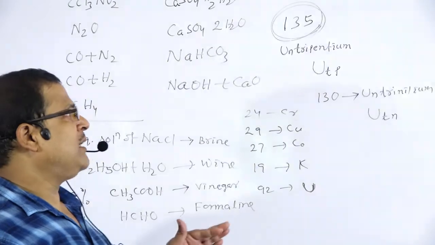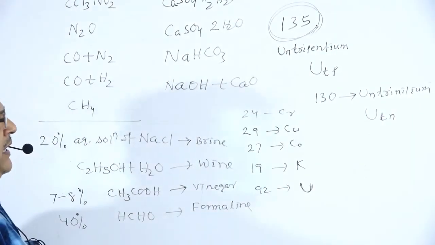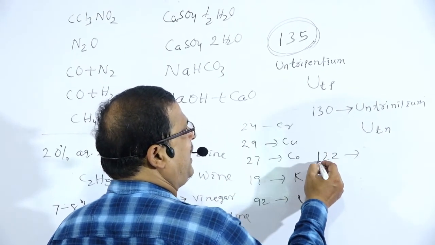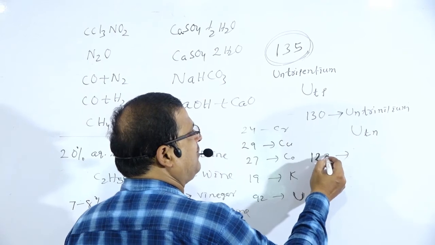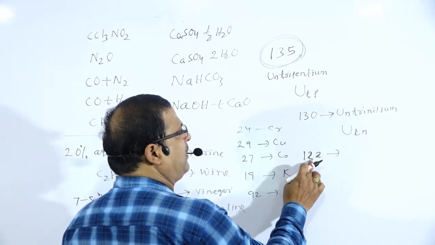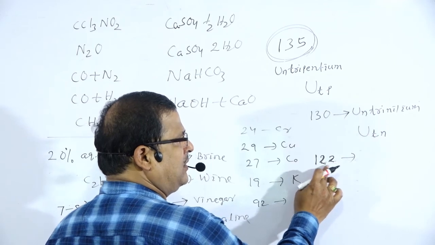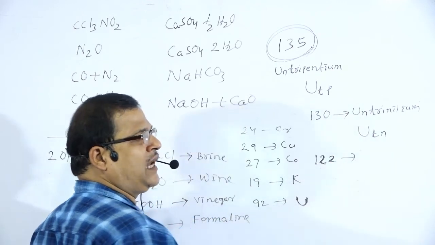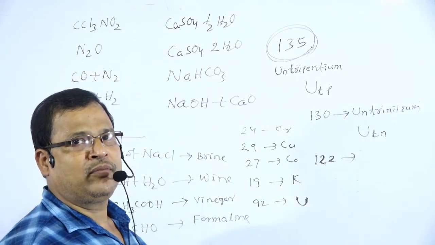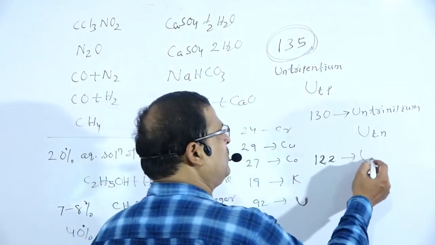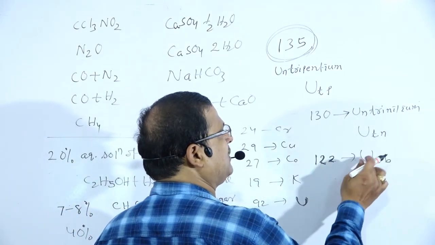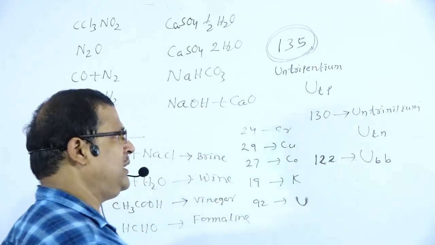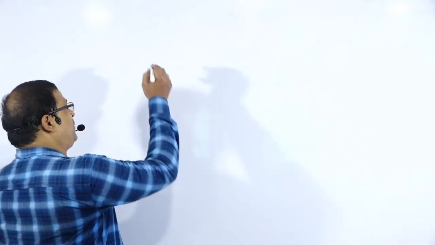Also we will explain other examples of this kind. For example, atomic number 112. For 1 it is un, for 2 it is bi, for 2 it is bi, and it ends in ium: unbibium. Then the symbol is Ubb. First letter must be capital, the letters after that must be small. So Ubb.